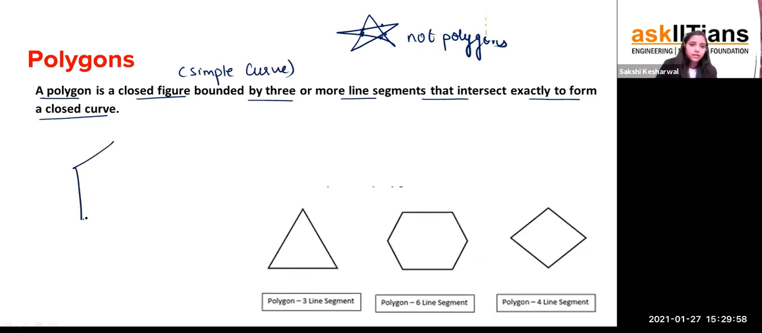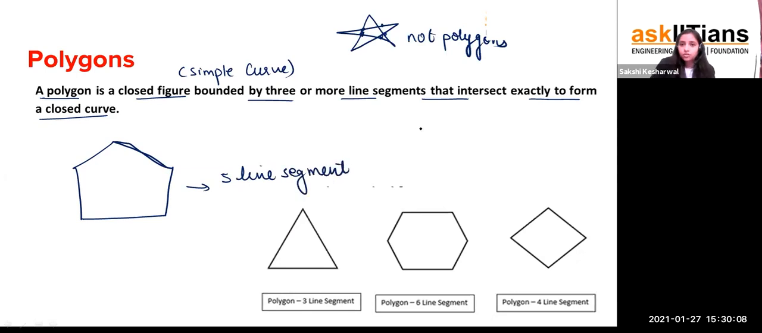If I make a figure like this, this is what? Five line segments, right? It should not be overlapping. Can I make this figure also? This is again a polygon, yes or no? This is again a polygon, right?